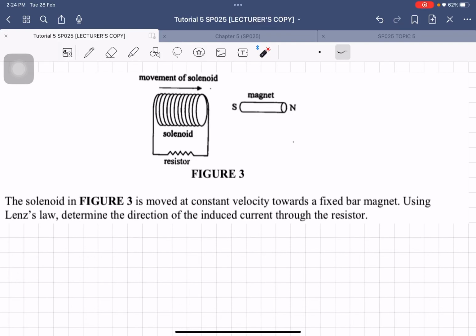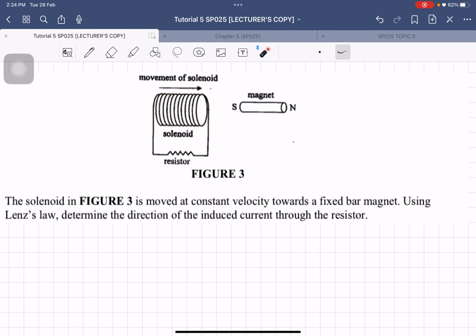Okay, so we have to explain using Lenz's law the direction of induced current through the resistor here. For this situation, we know that Lenz's law is basically about opposing the increase of magnetic flux linkage. So how do we do that? The induced current should flow in the direction that opposes the increase of magnetic flux linkage of the solenoid. Now, this motion will increase the magnetic flux linkage of this solenoid.